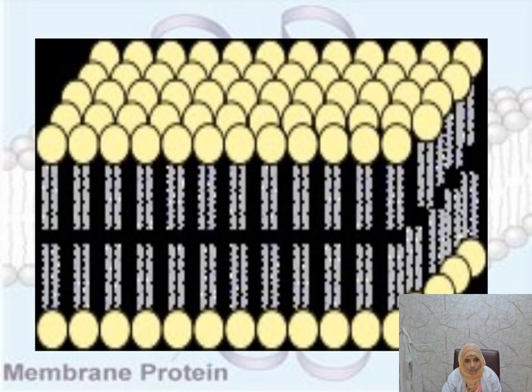So this is the structure of a cell membrane. Here we can see double layer of lipid. So these are yellow color ones. The round structures, the circles, are the head, and the tail is made up of two chains of fatty acid. So this is double layer of lipid. We can see a head and a tail, and the tail is made up of two chains of fatty acids.